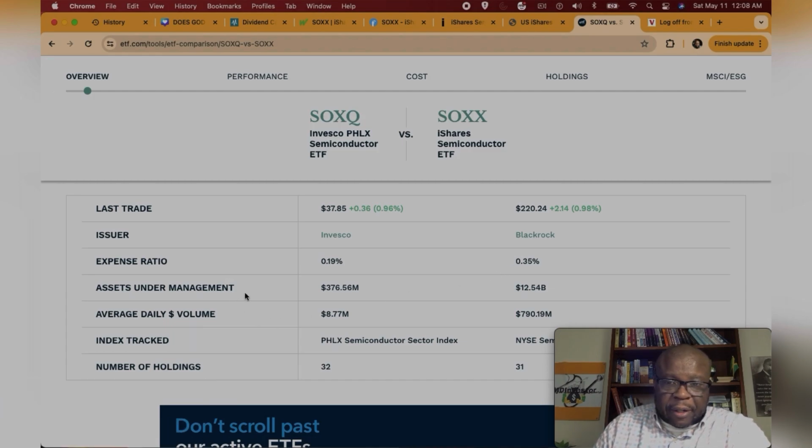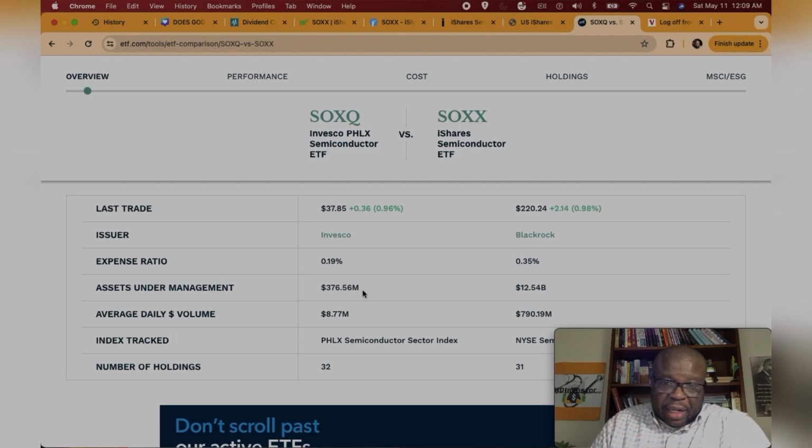Assets under management is also a key difference. There's about $12.5 billion in assets in SOXX, and there's only about $376 million in SOXQ. Obviously, it's newer. There's less data. There's less information to be tracked. And sometimes people are a little hesitant about investing in something so new.